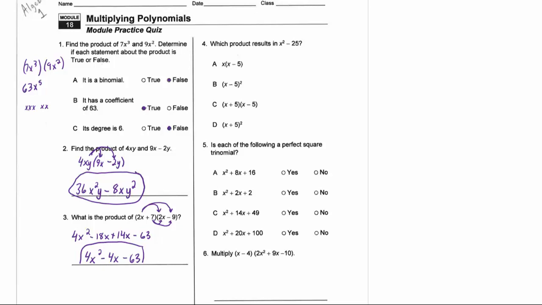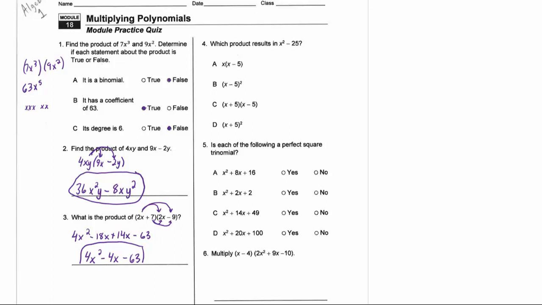Now, because the last thing we did, 18.3, is using special patterns, you might have said, well, shouldn't the middle terms cancel out? But that only works if these are the exact same terms with a plus and a minus. If it was 2x plus 7 and then 2x minus 7, yes, that would happen. But that's not what we have here.